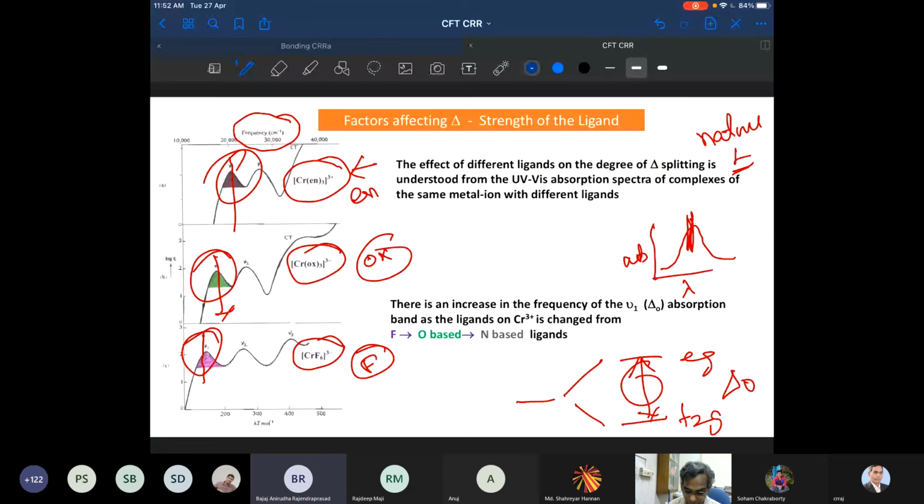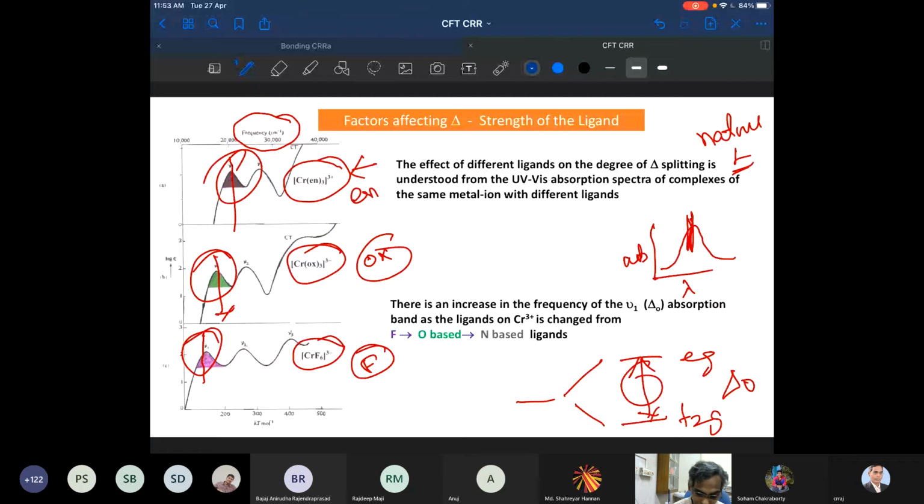The ligand is deciding, right? So the energy gap is decided by the ligand, by its strength, whether it is a weak field or strong field. That decides the energy gap, which in turn decides the color. That's very important. If I know the strength, I will be able to qualitatively tell that this complex will have this color based on your color wheel, right? I hope you got it.